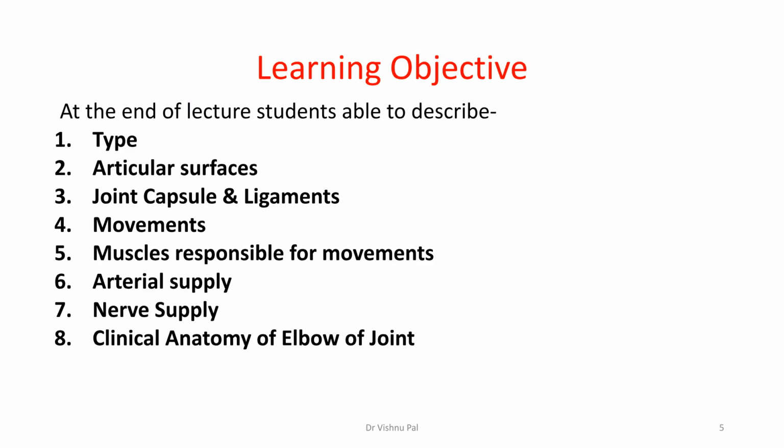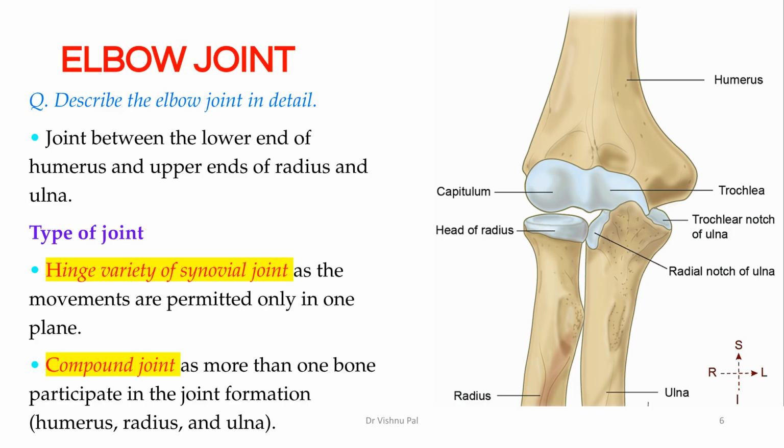By the end of this video, you will be able to describe the elbow joint's type, articular surfaces, ligaments, movements, muscle responsibilities, blood and nerve supply, and clinical anatomy. The elbow joint is a hinge variety of synovial joint, permitting movement in one plane. It's also a compound joint involving the humerus, radius, and ulna.